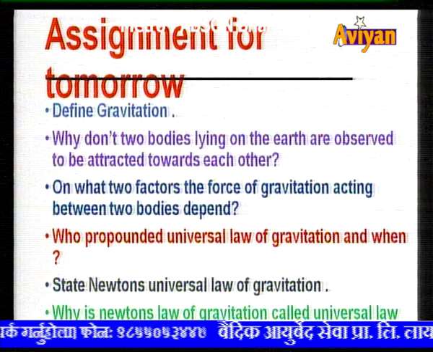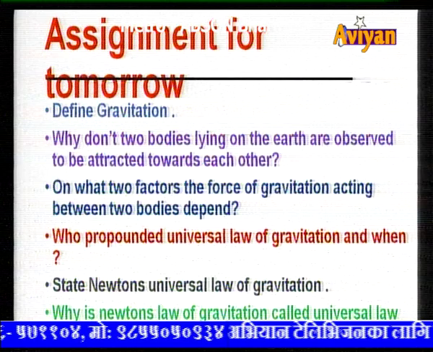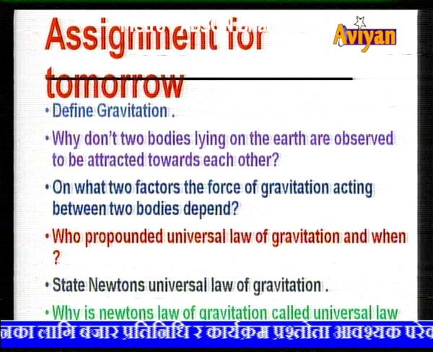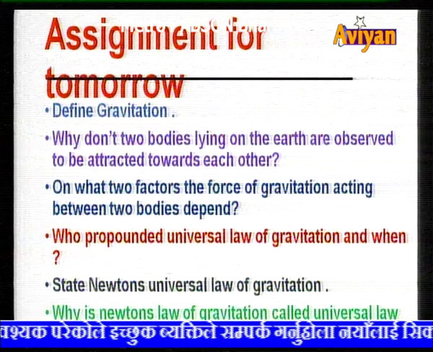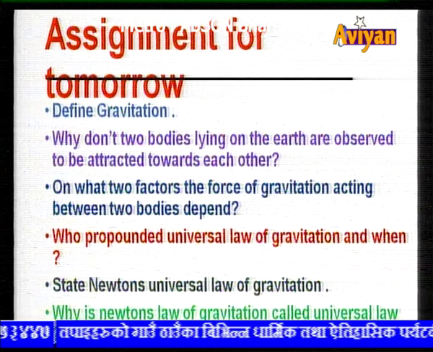The third question there: on what two factors does the force of gravitation acting between two bodies depend? I explained that too. I said force of gravitation depends upon two factors. The first one is the product of their masses, and the second one is the distance between their centers. Then the next question is, who propounded the universal law of gravitation and when? I already said, it was Sir Isaac Newton who propounded this universal law of gravitation 333 years ago. You can calculate the exact year.